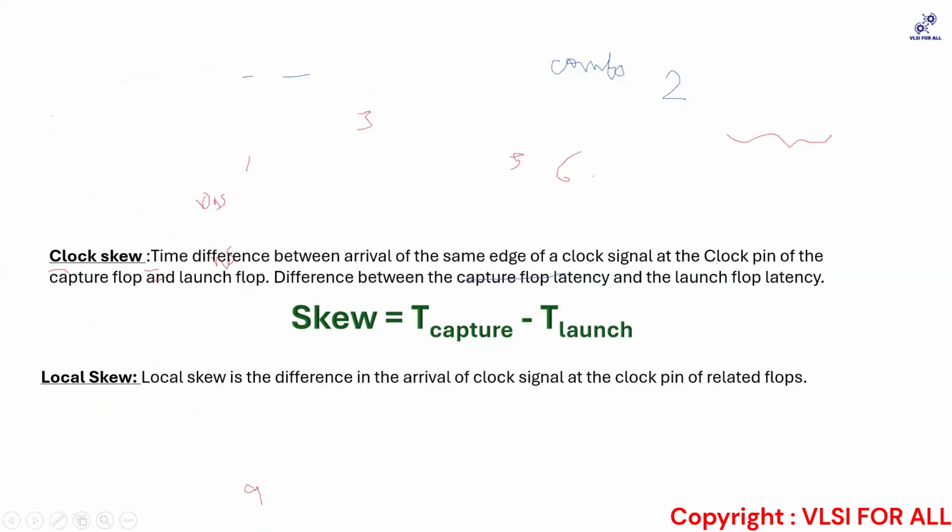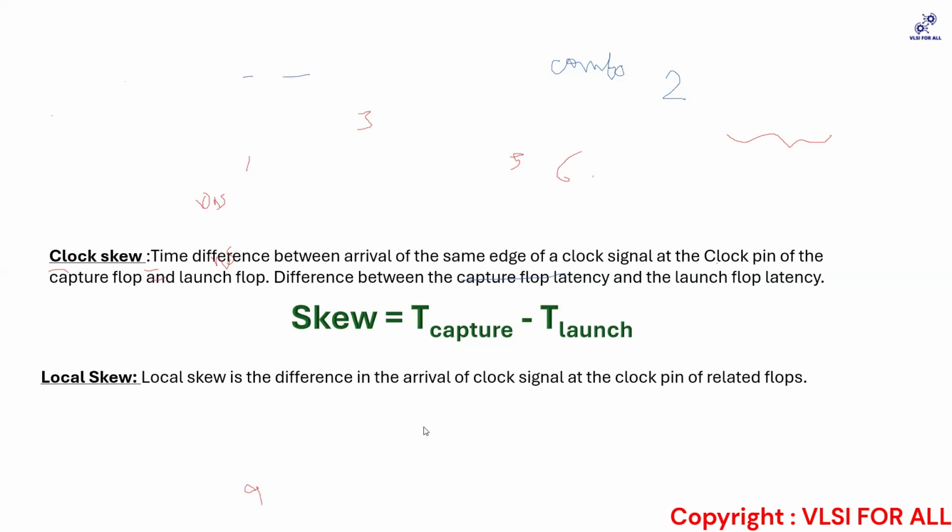Now understand that your local skew is nothing but the difference in the arrival of the clock signal at the clock pins of the related flops, or within the particular timing path you are analyzing, because the clock pins are related. That's why you term it a local skew.